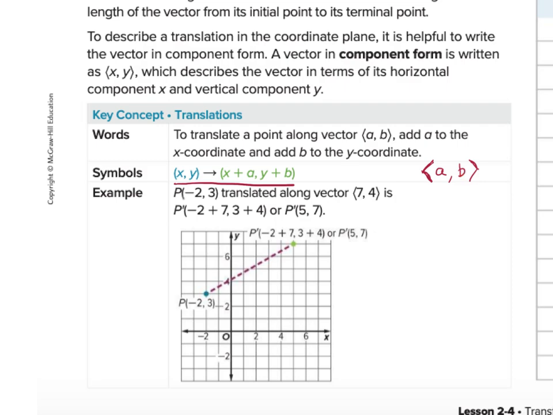So when they say that P (-2, 3) is translated on vector (7, 4), they're saying that we're going to take all of our x values and add 7, y values add 4. So -2 plus 7 and 3 plus 4 gives me my new location, my new image. So that's just a different way of defining our translations.